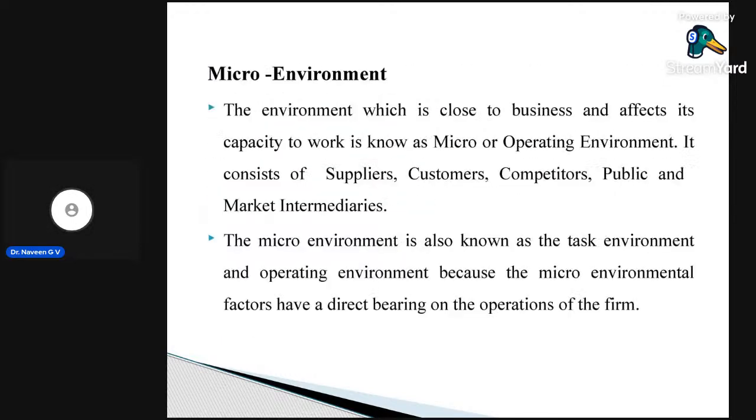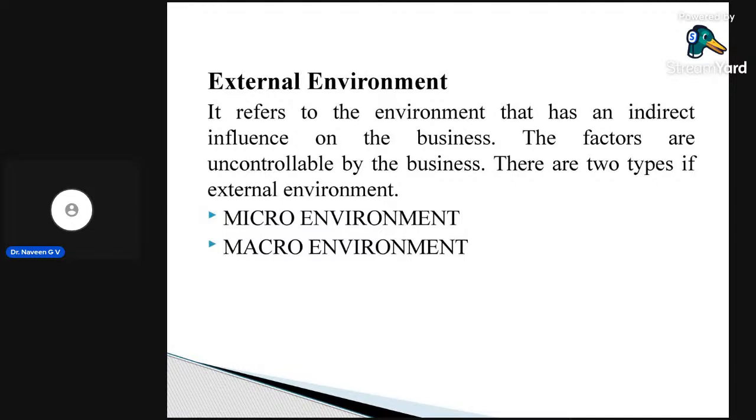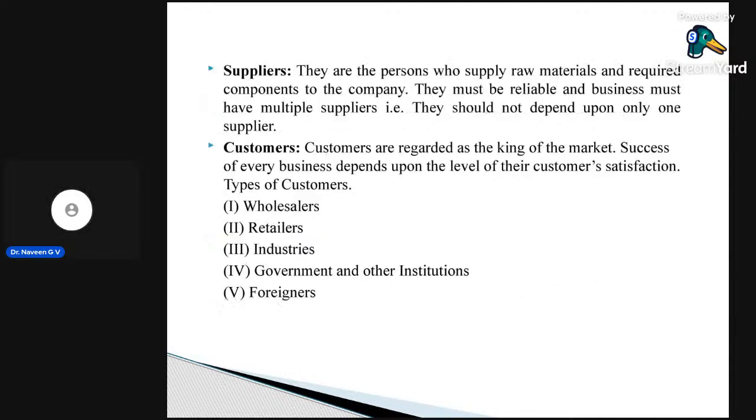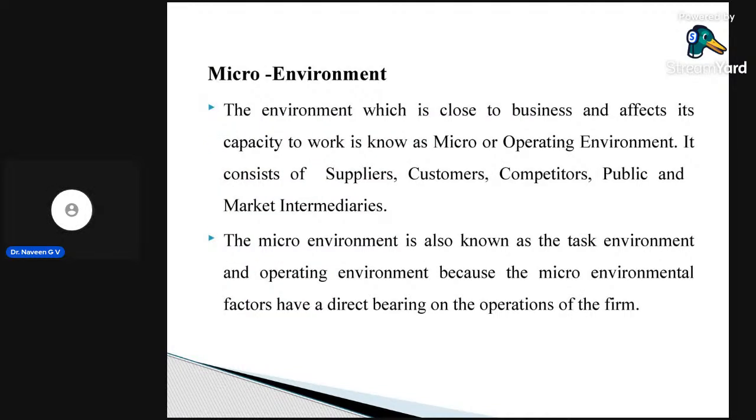The external environment is classified into two, that is micro and macro. We already discussed the micro environment, the environment which is close to business and affects its capacity to work. It means within the companies, it consists of suppliers, customers, competitors, publics, and also market intermediaries. We should know about suppliers, customers, competitors, publics and market intermediaries.